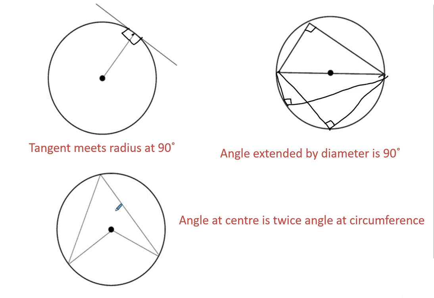The third one, angle at the center is twice the angle at the circumference. This one is the angle extended by diameter. If you can see, that angle is 180 degrees, and it's still angle at the center is twice the angle at the circumference. So that's just an extension of that.